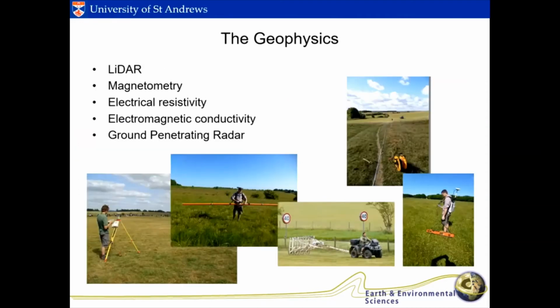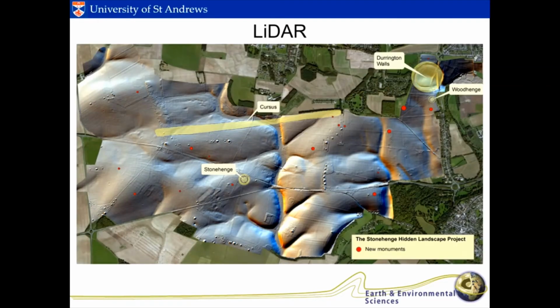So some geophysics for this landscape, and I'm going to show you first some LiDAR, which is airborne geophysics, looking at the high resolution topography of the area. Then we'll look at some magnetometry, electrical resistivity, electrical magnetic conductivity, and ground penetrating radar. So different ways of looking into the ground and seeing what we can see that's buried, that maybe the human eye cannot see.